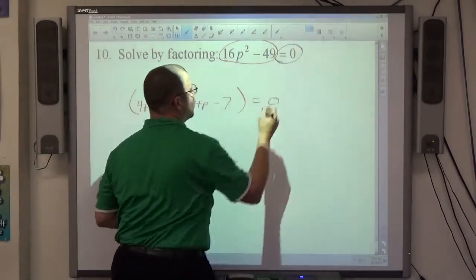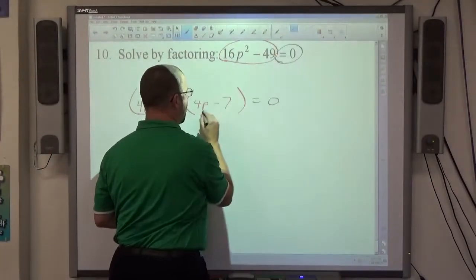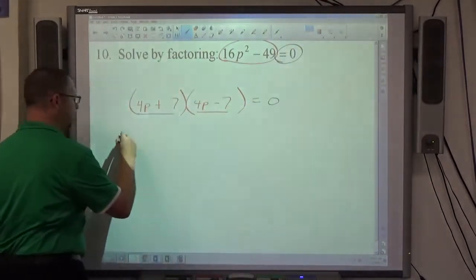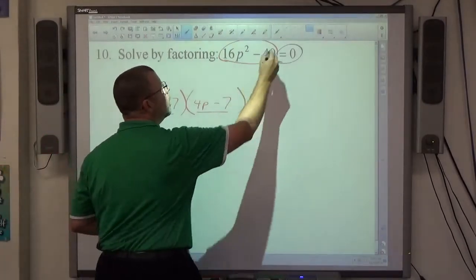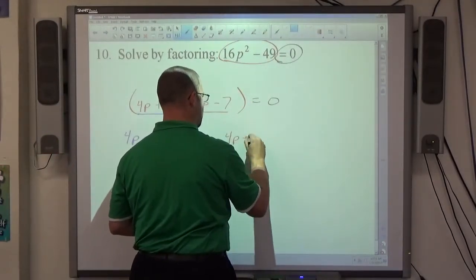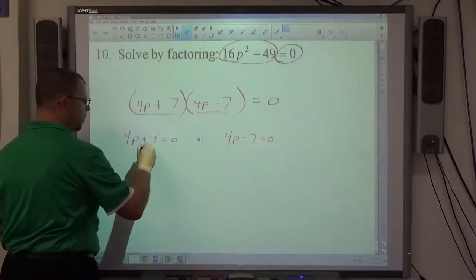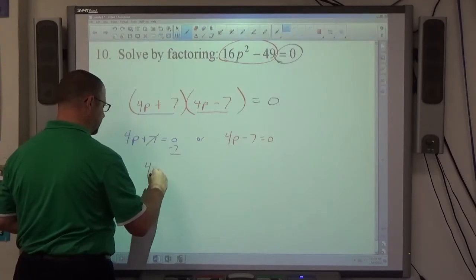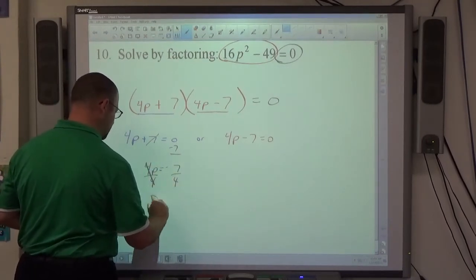In the same situation as the last problem, I got factored form equal to 0, so factor 1 equals 0, or factor 2 equals 0. So I'm going to do 4p plus 7 equals 0, or 4p minus 7 equals 0. Then I simply solve each of these individually. Move the 7 over. That gets me 4p is equal to negative 7. Divide by 4. We get p equals negative 7/4.